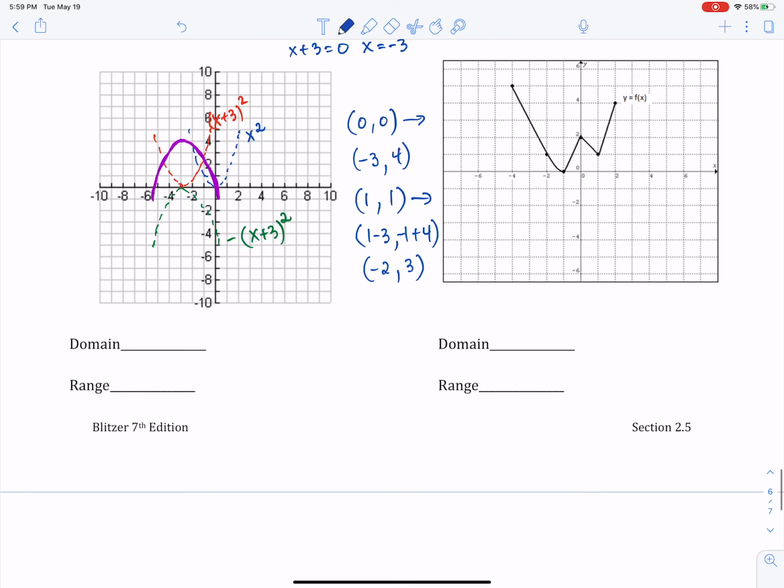If I need another point, let's say (-1, 1). What did I do to it? Well, to the -1, I took away 3, so it became -4. And what else? To the 1, I shifted it, so -1, and then I did plus 4, which again, that's a 3. So 3 points if needed to be graphed.